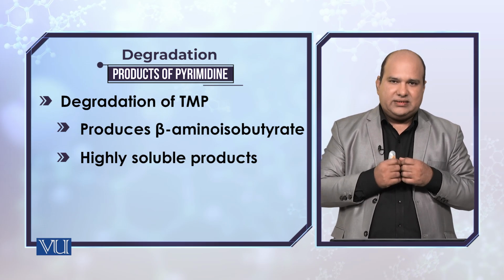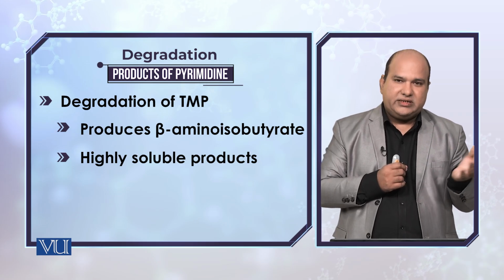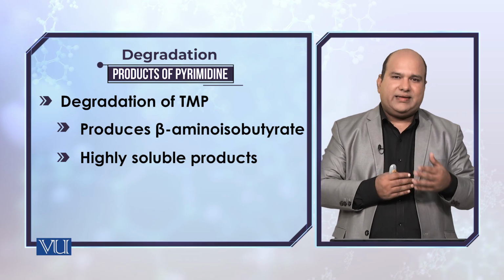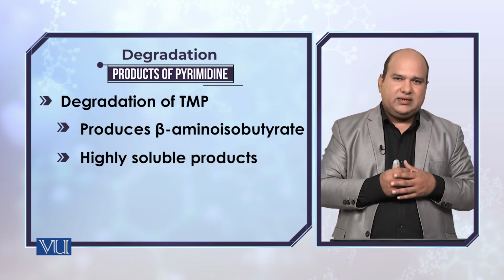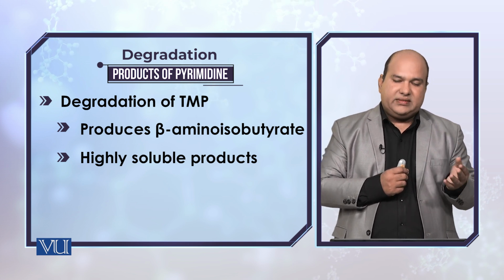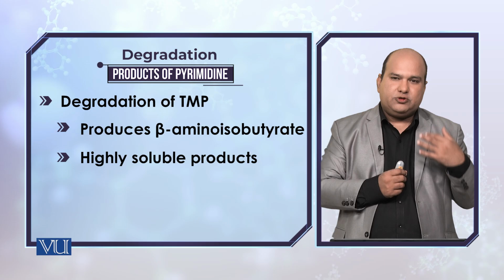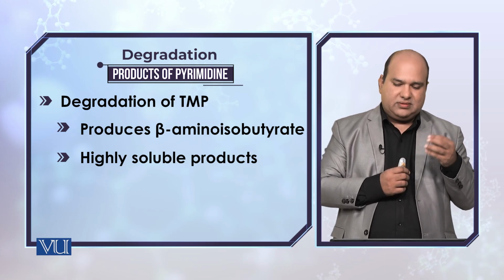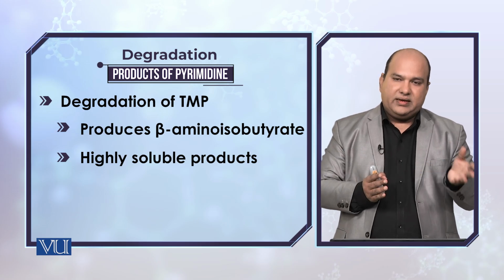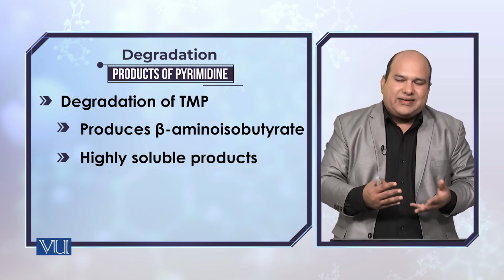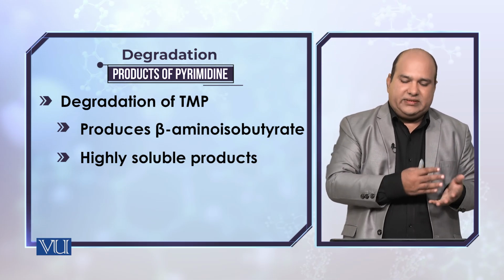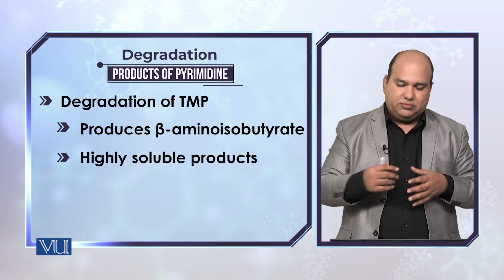These are highly soluble compounds, their degradation products, or even the pyrimidines themselves are highly soluble, and they can easily be dealt with through the degradation process. Degradation of CMP, that is cytosine monophosphate, and UMP, uridine monophosphate, produces a simple amino acid like beta alanine, which is again a highly soluble product, which makes it less available for the salvage process and easier to get rid of, because their degradation is much easier.